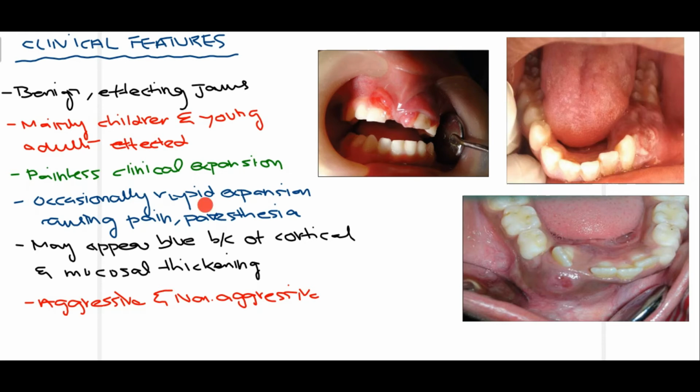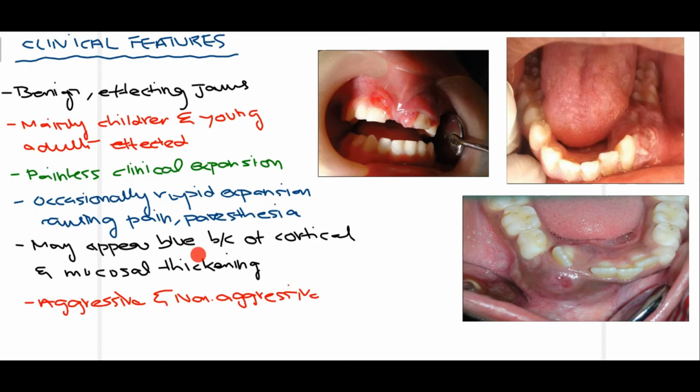Occasionally, there is some rapid expansion which then causes pain, because when there is rapid expansion, it might compress against the nerves. For example, if it's in the mandible, it can compress the inferior alveolar nerve, the mental nerve, and the buccal nerve as well. If it's expanding in the maxilla, it can affect the nasopalatine nerve, anterior superior alveolar nerve, and it can also affect the middle superior or posterior superior alveolar nerve depending on the location of the lesion.